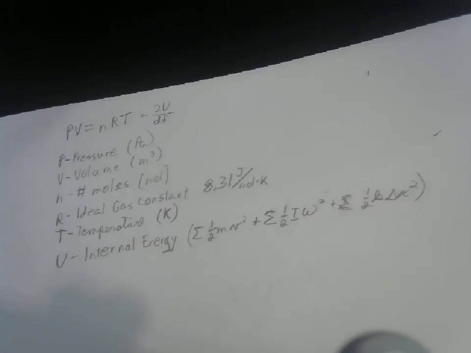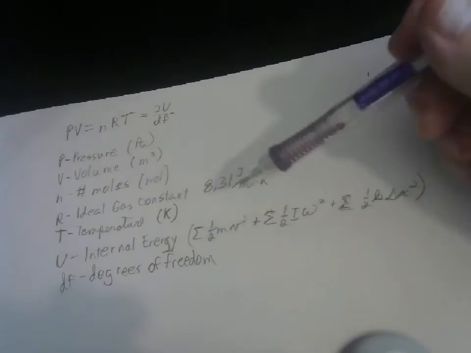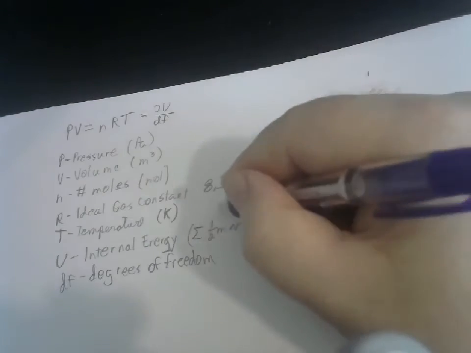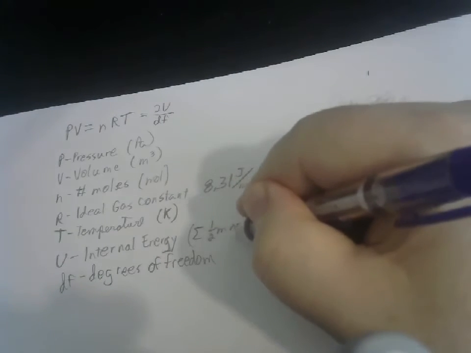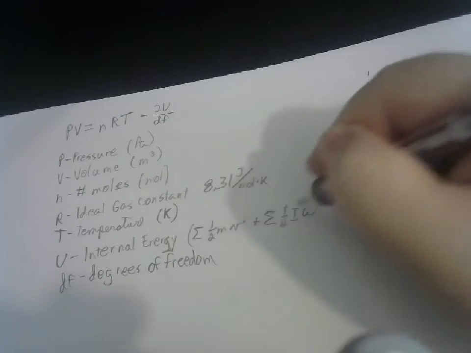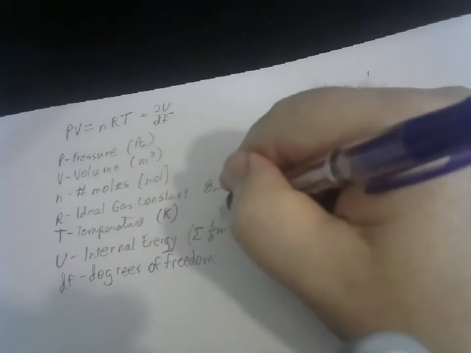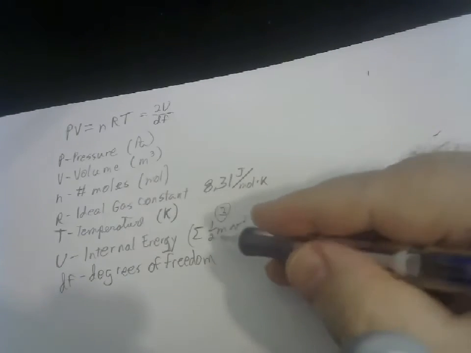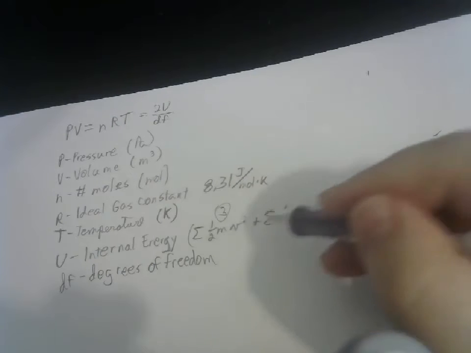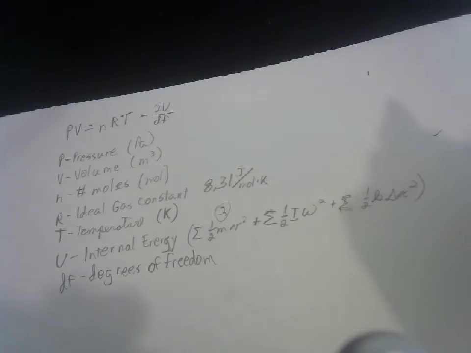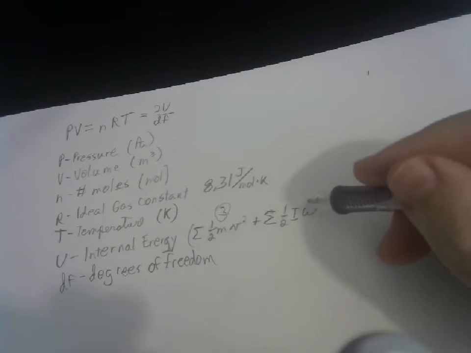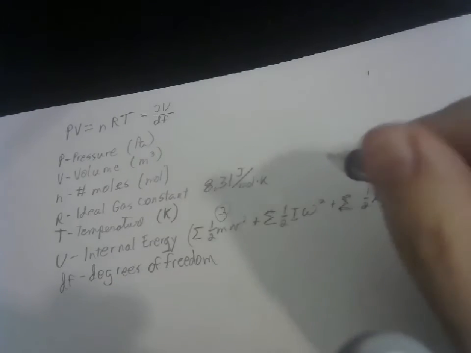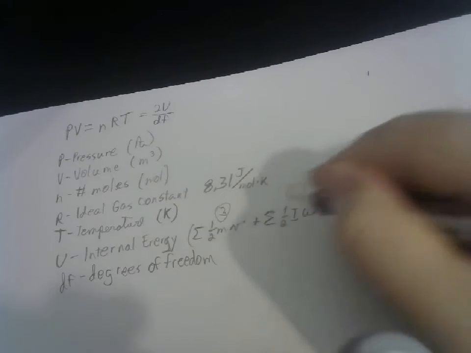And dF stands for degrees of freedom. For a particle that does not rotate or stretch, you have 3 degrees of freedom because you have v sub x squared plus v sub y squared plus v sub z squared. A lot of times for things that have rotational momentum, they can rotate around 2 axes at once, so you get another 2 there.